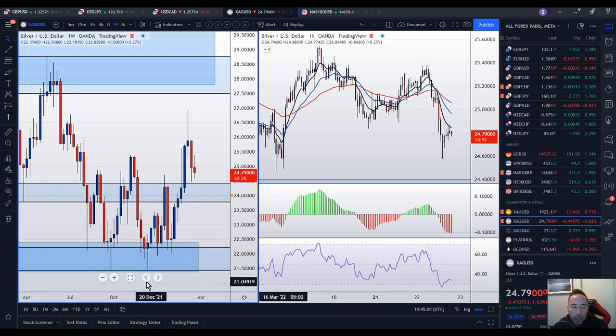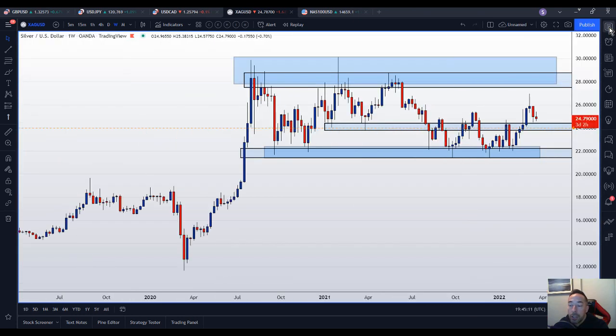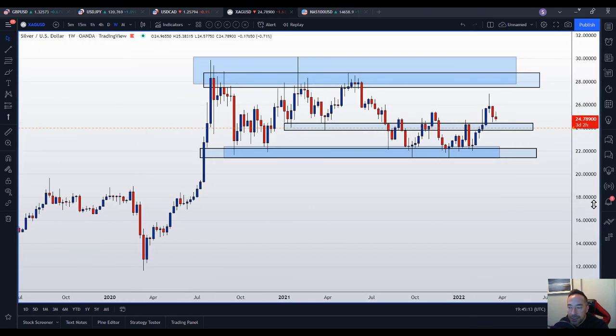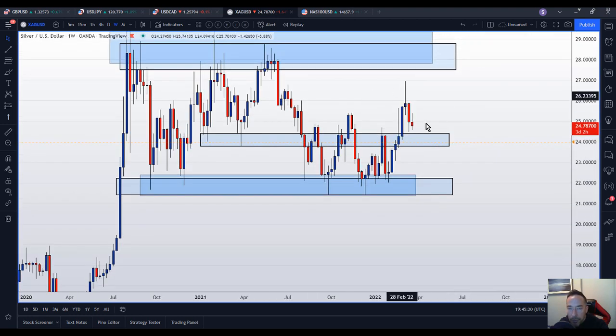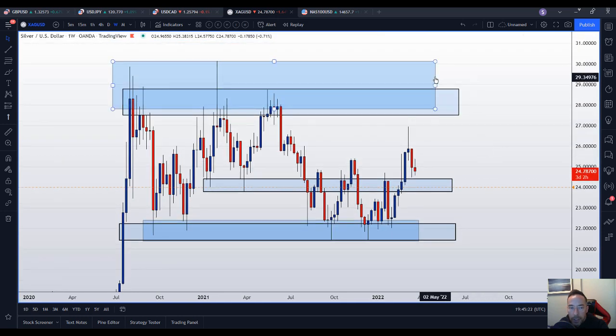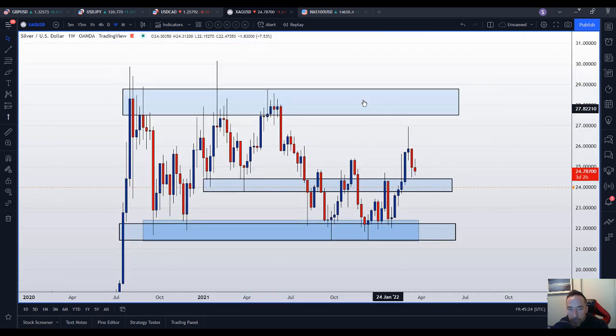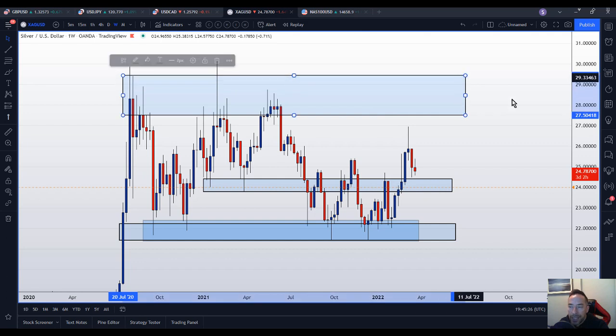Silver, I think I've talked about this over the past couple of weeks. Still looking for this, and it's looking pretty good. I'm looking for it to come into this 24 zone, and that move back up into resistance up here, that 28.5, 29 zone. We'll say 28.5, which encompasses these wicks here.